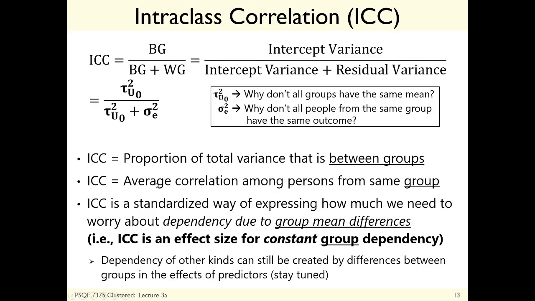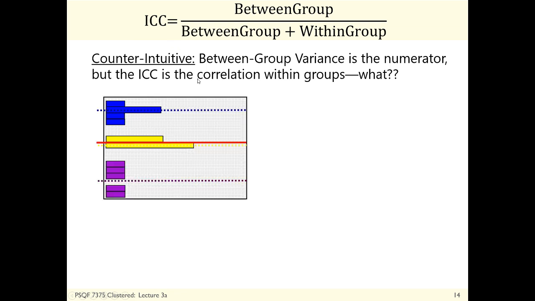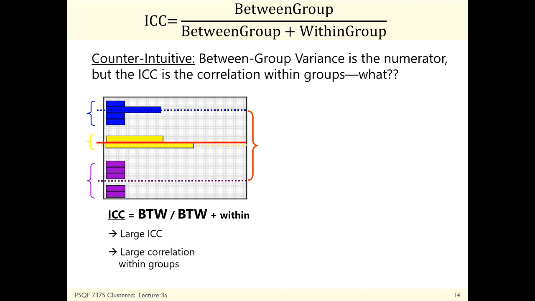So sometimes folks have a hard time wrapping their head around the second definition because it's the average correlation within groups, yet the numerator is between groups. So I wanted to give you a sense of what that means. This is the picture that I had before. If this is what your data look like, this would describe a relatively large intraclass correlation because the differences between the group means are large relative to the differences within the groups.